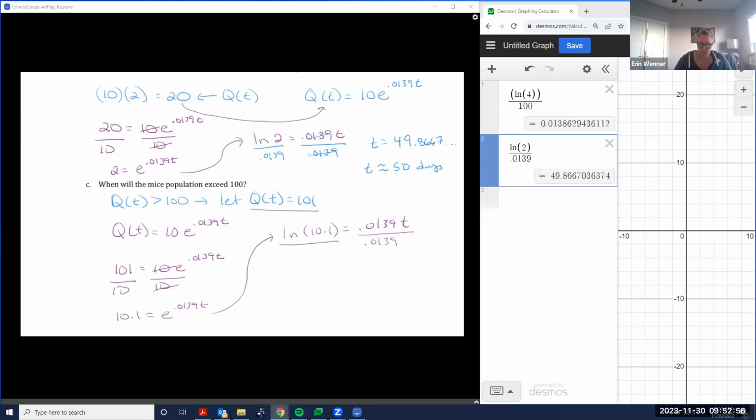Those will cancel. And then we'll go to our calculator and do ln of 10.1 divided by 0.0139. And this gives us t is equal to 166 point, and then it gives 3694, blah, blah, blah. So I'm just going to round this to 166.4 days. Okay.